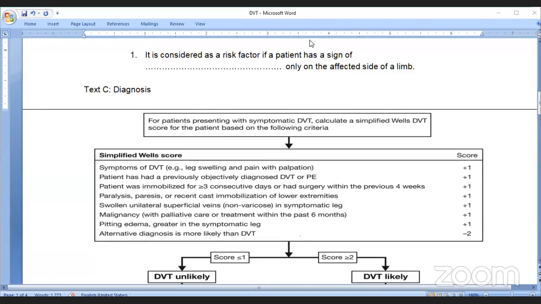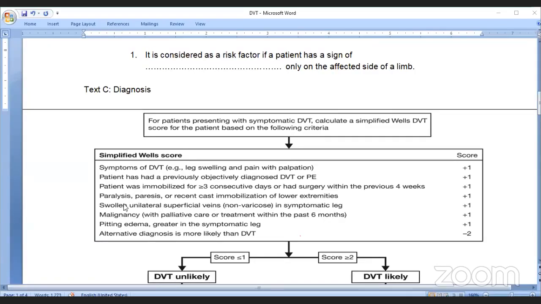Okay, sorry, I got busy without informing us. Okay, so we were discussing PTK things. So now let us see here: paralysis, paresis, and recent cast immobilization of lower extremities. Can anybody tell me if it is mentioned in one leg or both legs, or in which affected leg? Anyone? Both legs. Okay, in lower extremity, it can be in both legs.